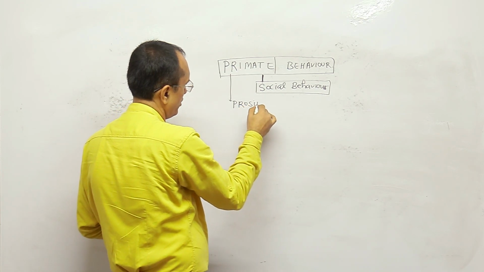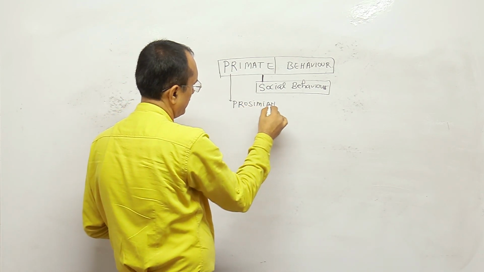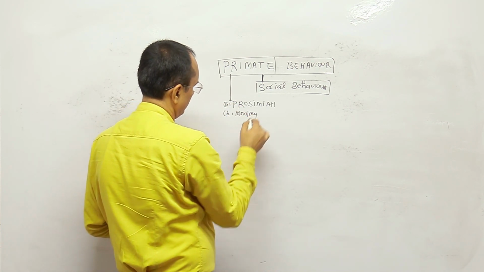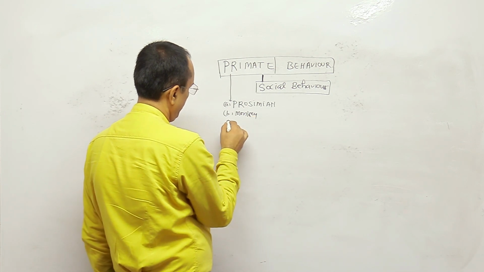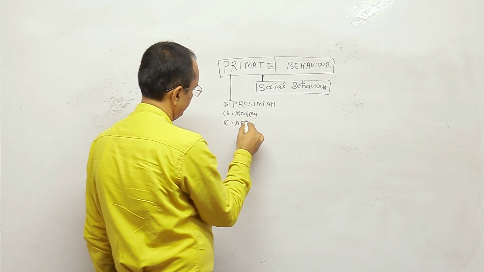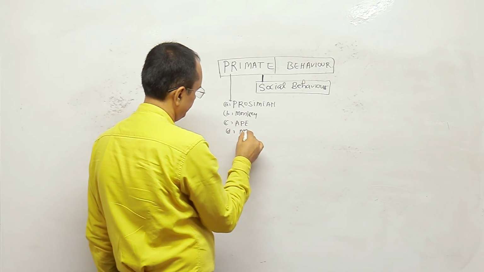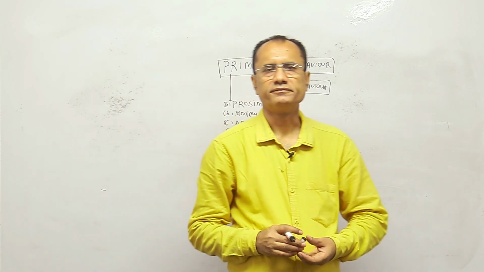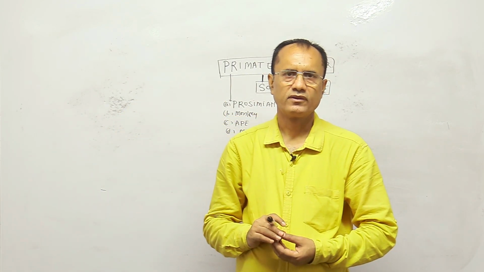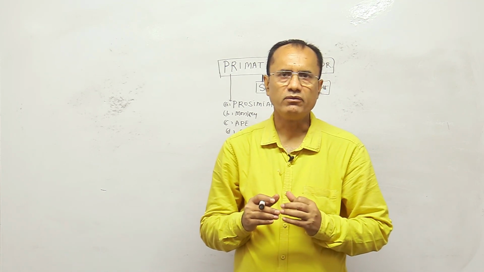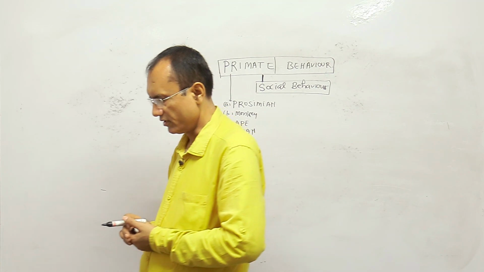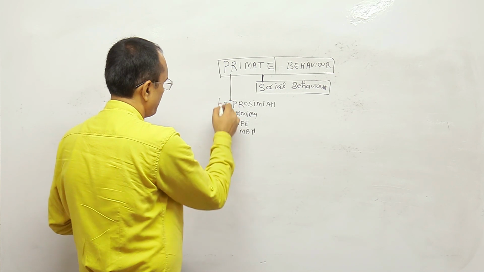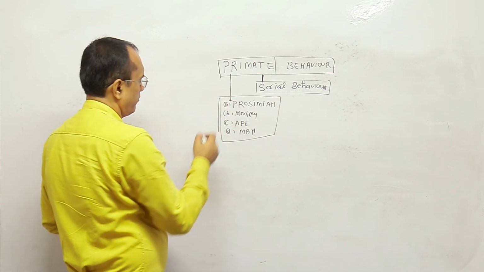social behavior of prosimian, monkey, ape and man. These are the four important members of primates. So basically in primate behavior we will study the social behavior of these four members.